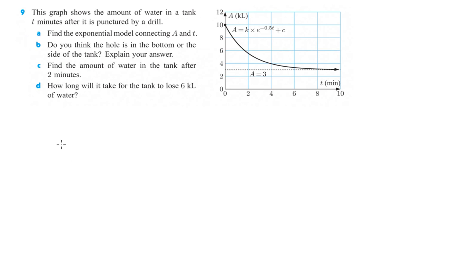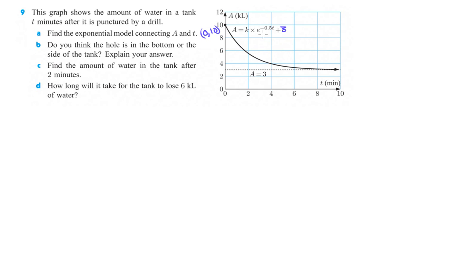This graph shows the amount of water in a tank T minutes after it's punctured by a drill. Find the exponential model connecting A and T. Okay, so A is the amount of fluid in there in kiloliters, and T is going to be time in minutes. Okay, let's put some things in here that we know. We know that when time is 0, the kiloliters is 10. So we've got a point there, and we know that this A equals 3. There's our asymptote there. So we know that this C here has to be 3 because that's our asymptote.